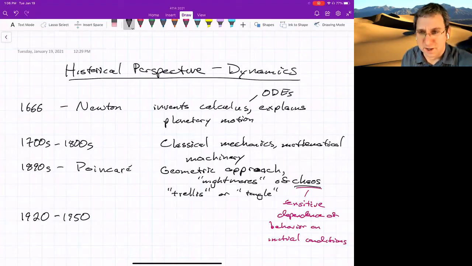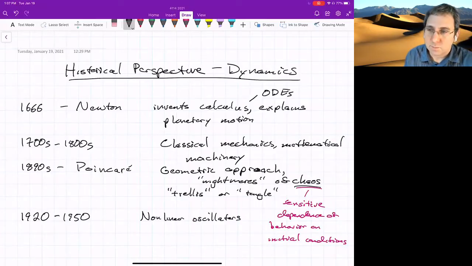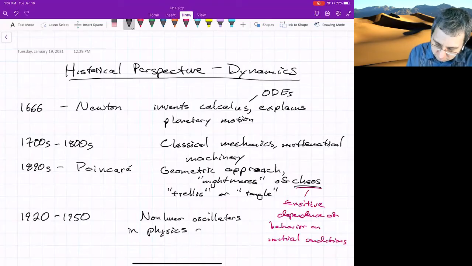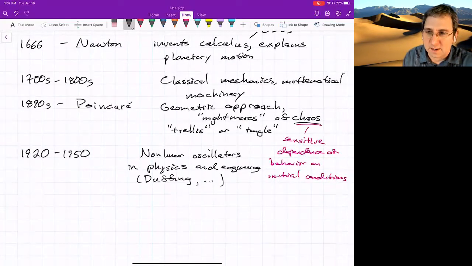Hopefully you know about the harmonic oscillator, which is a linear oscillator. There was a lot of work during this time on nonlinear oscillators in both physics and engineering. There are people with names like Duffing, who studied the Duffing oscillator. There was also an appreciation during this time of complex behavior in Hamiltonian mechanics.